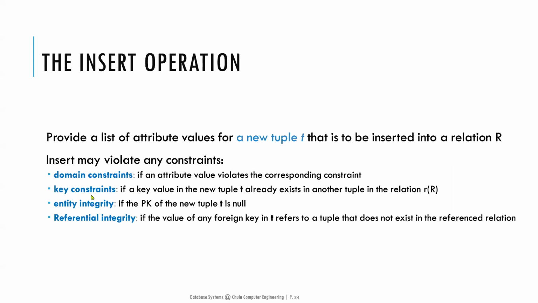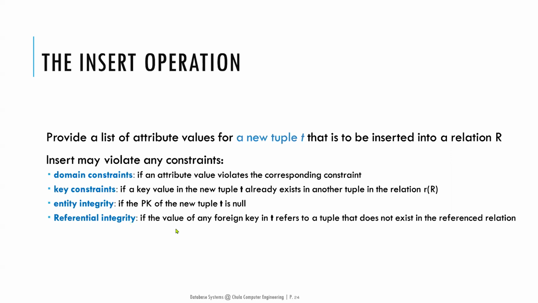Now, the key constraint says that the key cannot be duplicated. So if you insert new data and it duplicates a key, then you violate the key constraint. And if you enter new data and the primary key is null, then you violate the entity integrity.